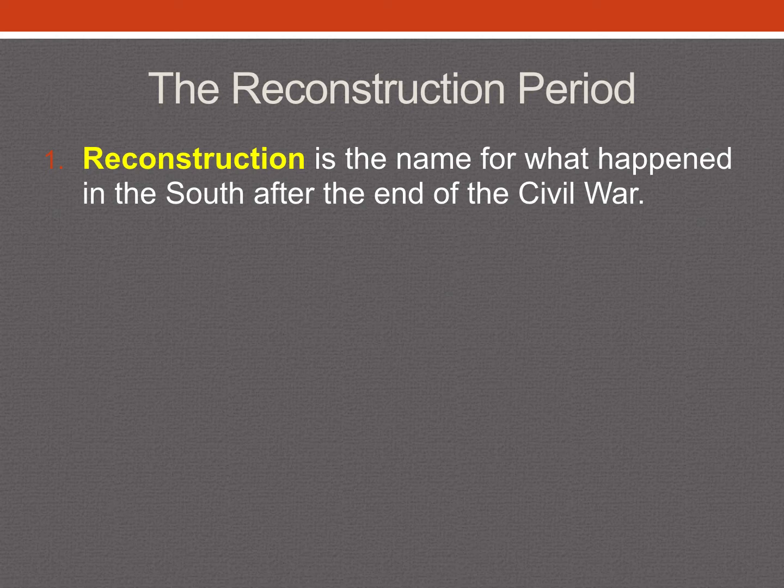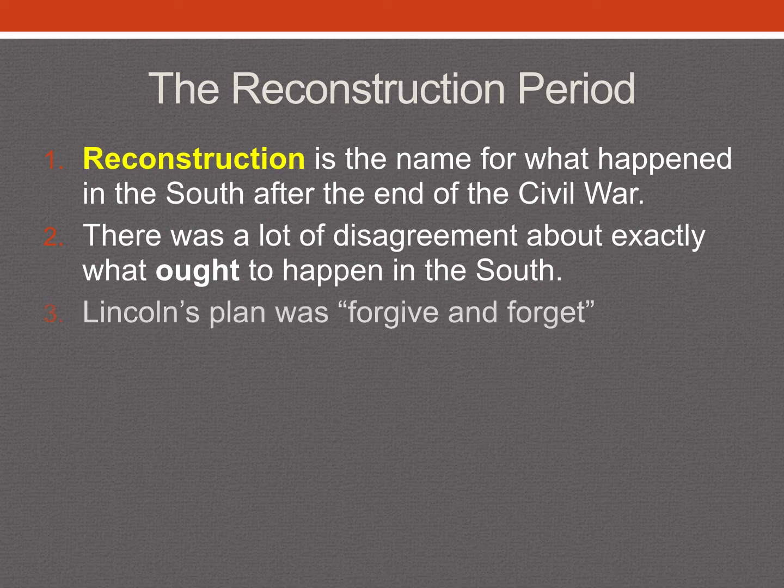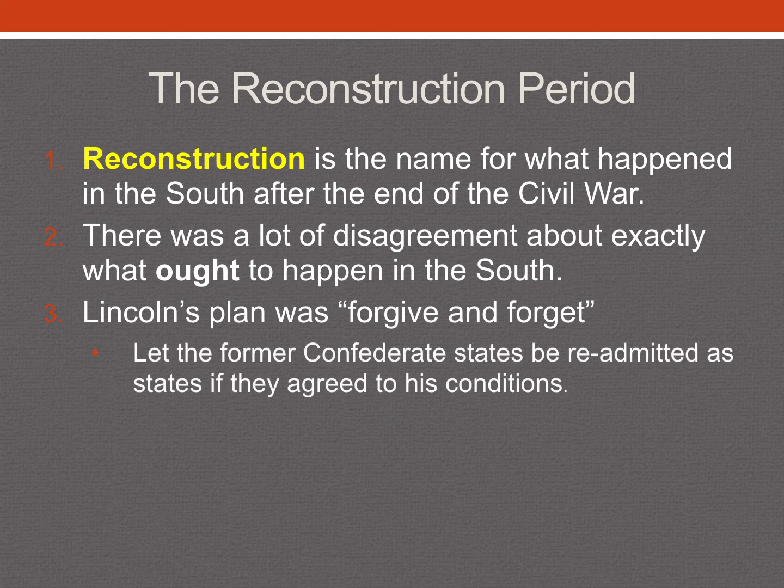It's important to understand there is a lot of disagreement, even in the North, about what exactly should be done in the South. How should the Union treat these former Confederate states now that the war has been won? And Abraham Lincoln had a plan that called for forgive and forget. Abraham Lincoln wanted to be lenient with the South. He wanted to let former Confederate states be readmitted to the Union as states if they agreed to his conditions.